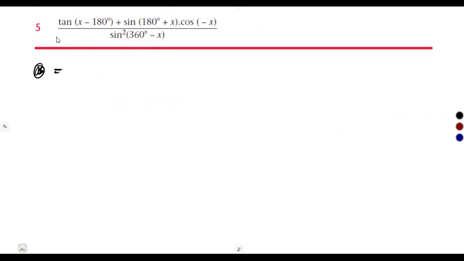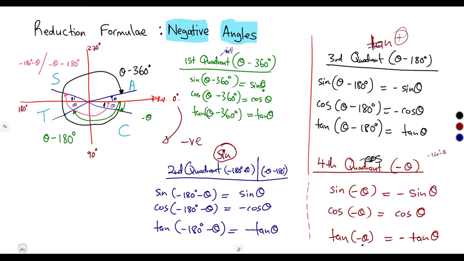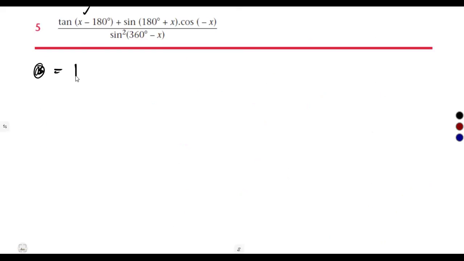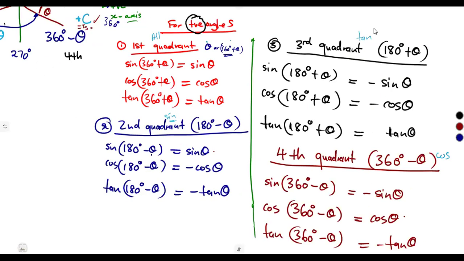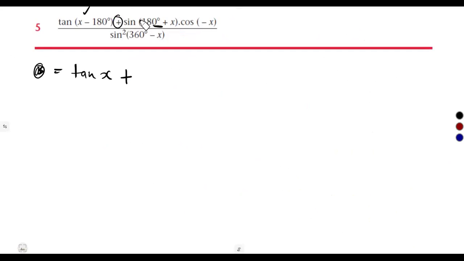All right, on number 5, here we're given tan of x minus 180 as a negative angle. All right, x minus 180. This is the 3rd quadrant for tan. So tan there is what? Positive. So that's the tan of x times, oh, sorry, that's a plus here. So that's plus the sine of 180 degrees plus x. That's a positive angle there, 180 plus. In the 3rd quadrant, tan is positive, but this is sine. So sine is what? Negative.